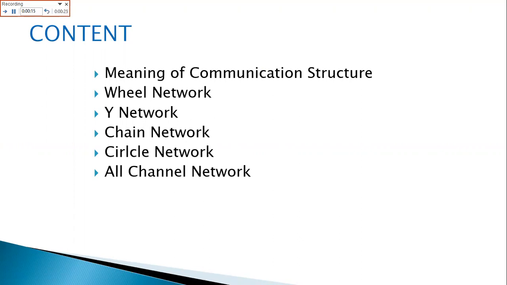We'll see the network: chain network, circle network, all channel network. So first we see communication structure.